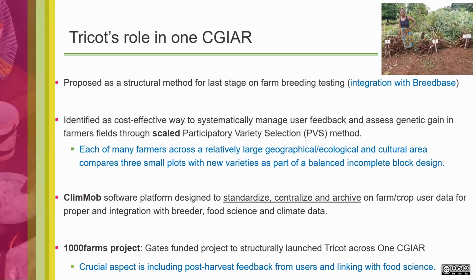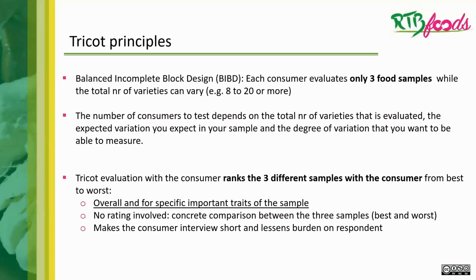In this presentation, we will use TRICOT in a way that we are looking at 3 different food products for testing. So instead of fields, you put 3 different food products there. And what are the TRICOT principles? As I've been highlighting, it's a balanced, incomplete block design. So each consumer evaluates only 3 food samples.